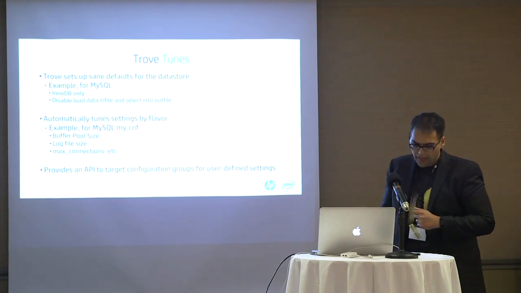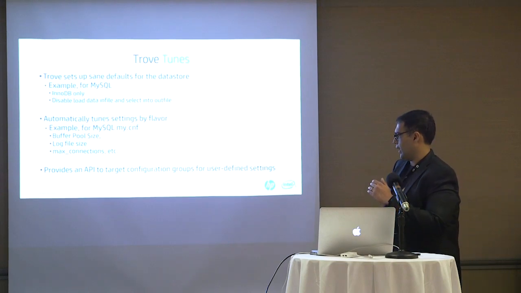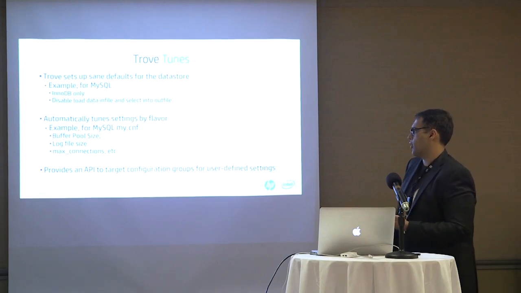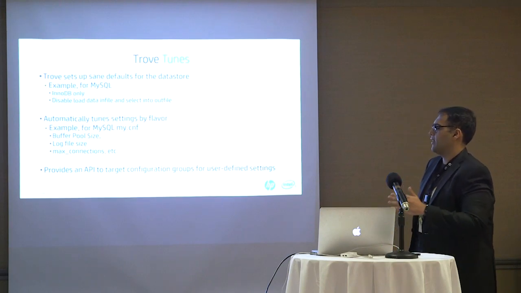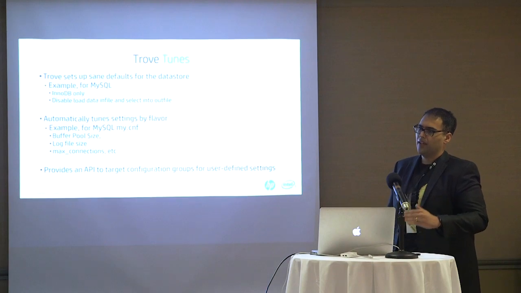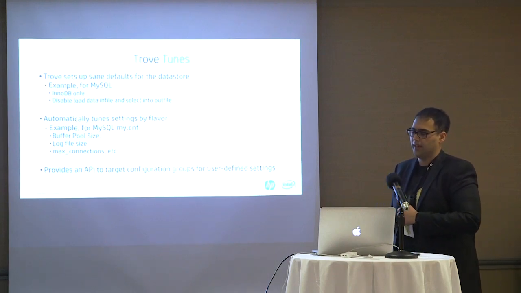And if that isn't sufficient, you can also specify programmatically through the API what the user can override. So as a deployer of Trove, you could say, it doesn't matter if I specify my default max connections for the large flavor to be 150, users can set it to what they want through this configuration groups API. So Trove has APIs to do that as well.